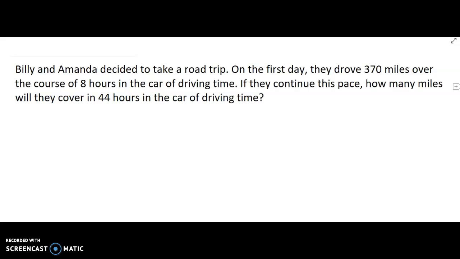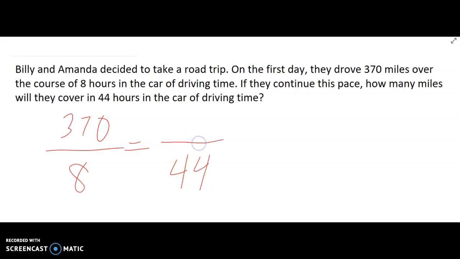So again, we want to make sure that things are consistent. So we're going to start with 370 miles in 8 hours. Now, we don't know how many days this is. They're just talking about if they spend 44 hours in the car of driving time, how many total miles will they cover?